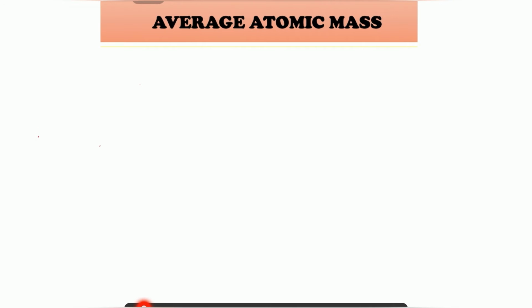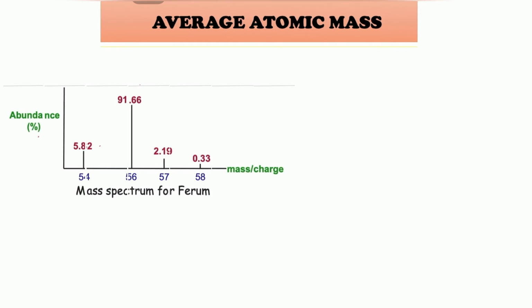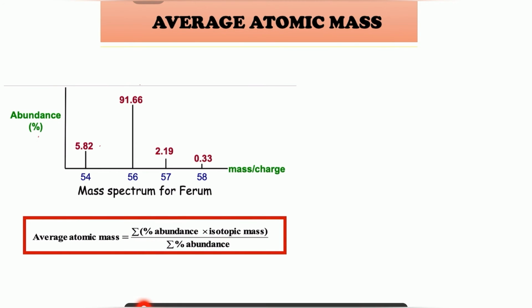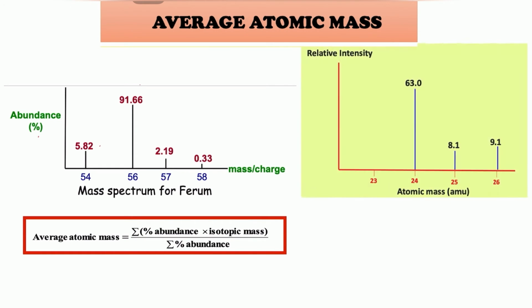Okay, next, how to calculate the average atomic mass? There are two types of mass spectrum. This is the mass spectrum, same as the previous one, because the abundances given are in percentage. And you can use this formula to calculate the average atomic mass, which is the total of percentage abundance times its isotopic mass, for each isotope, over the total percentage abundance.